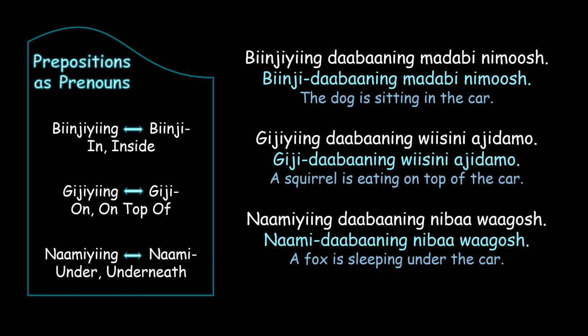Binjaying dabanin madaben nimosh. The dog is sitting inside the car. We could say, Binja dabanin madaben nimosh. Binja dabanin, using binja as a pronoun or prefix, and binjaying dabanin, 2 words, both in locative form, mean the same thing, in the car or inside the car. Gijaying dabanin wisane ajidamo. We could say Gijaying dabanin or Gija dabanin. Gija dabanin wisane ajidamo.